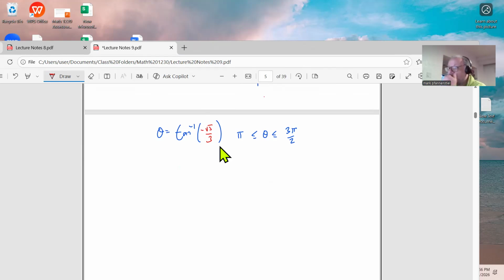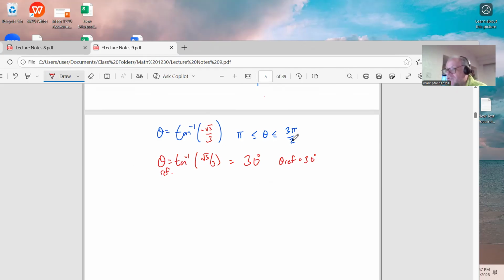So one of the things that I'm going to do is strip the negative sign off of this. I'm going to say theta is equal to the inverse tangent of square root of 3 over 3. This is not going to give me an angle, this is going to give me a reference angle. And then we're going to figure out what to do from that reference angle. So set your calculator to degrees and go ahead and do this, and you're going to get 30 degrees here. So we have our reference angle to be 30 degrees.